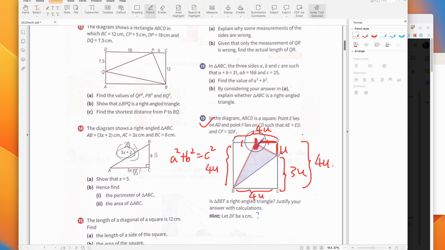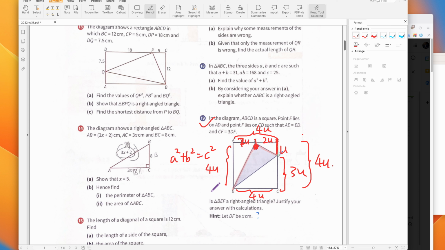4u is the total, this is the midpoint. So how many u here? 2u, yes. 2u, not 2. So what's the length? 2u. Very good. So that's how you label these 2u. Then that's how you label this 2u. Okay, so far so good?